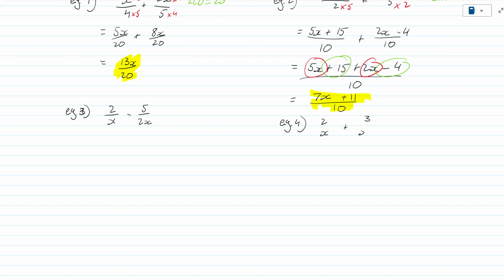In example 3, we have 2 over x minus 5 over 2x. So our lowest common denominator this time is slightly different. It's now got a pronumeral in it. So the lowest common denominator is 2x. So this right-hand fraction doesn't need to change. We just multiply that by 1. This side we're going to multiply by 2. So we'll have 4 over 2x minus 5 over 2x. 4 minus 5 gives us negative 1 over 2x.